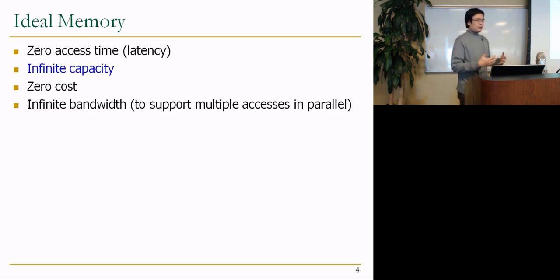Ideally, we would like this memory to have zero access time, which means whenever you want to grab a particular piece of data from memory, it arrives right away. It should have infinite capacity, so we can store as much data as we want and never run out of memory. It should be zero cost; I wouldn't like to buy a lot of DRAM for my machine. And lastly, it should have infinite bandwidth so that I can support multiple accesses in parallel. For example, if I have parallel code and want to access 10 memory locations at the same time, I should be able to do that.